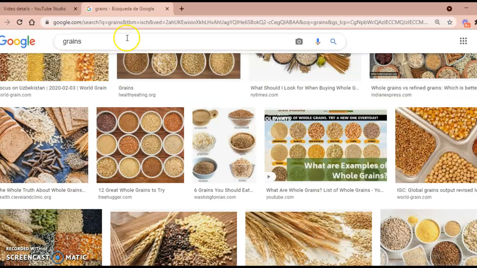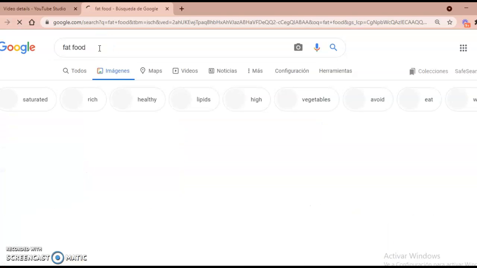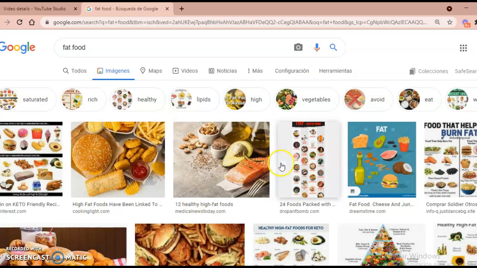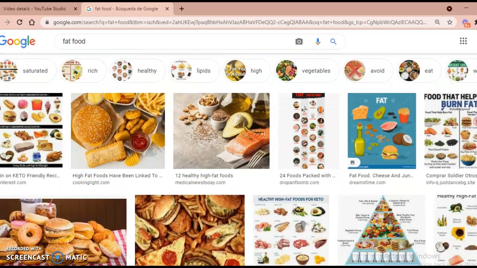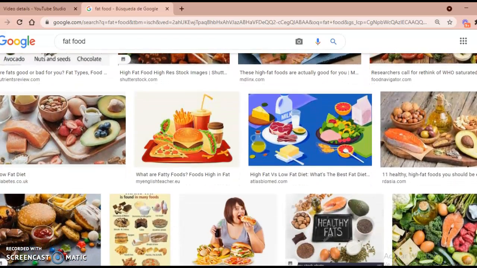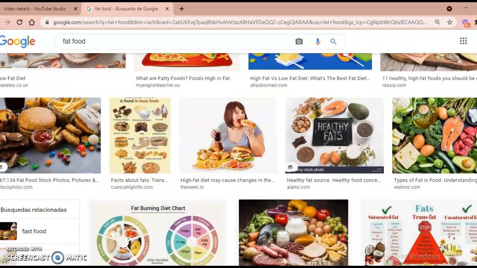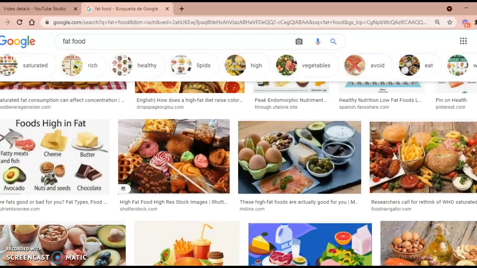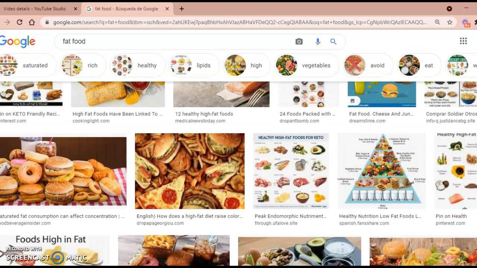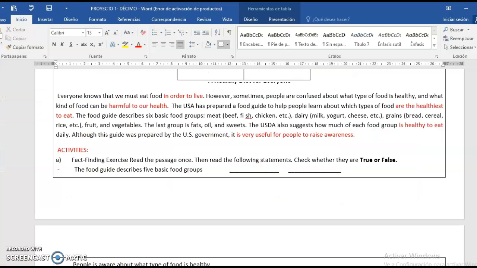What is fat? Let's find it here on the internet. Fat food here. Yes, everything related to snacks is fat food. Fried chicken, fried wings, and hamburgers. Everything like this is considered fats. And these, of course, according to some studies, are not healthy.